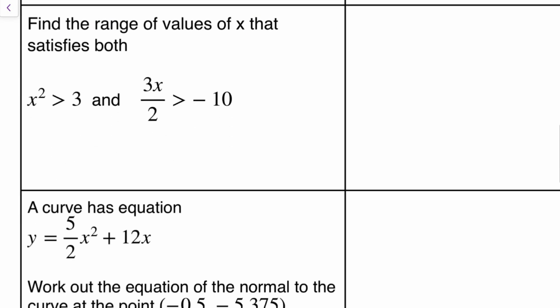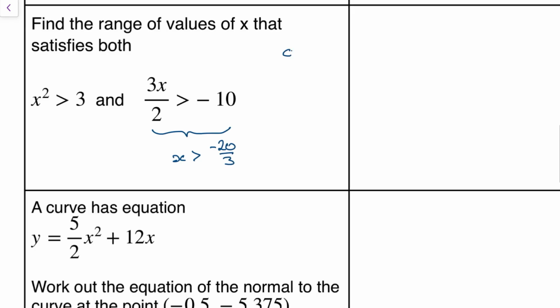Next question. Find the range of values of x that satisfies both. It's not a trap, but there's definitely part of this that's very easy to get wrong. So let's start with the easier bit. If 3x divided by 2 is greater than minus 10, that means x is greater than minus 20 over 3. So my first critical value is going to be minus 20 over 3. I'm going to need that in a second.